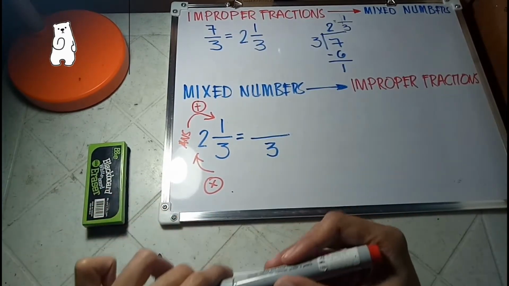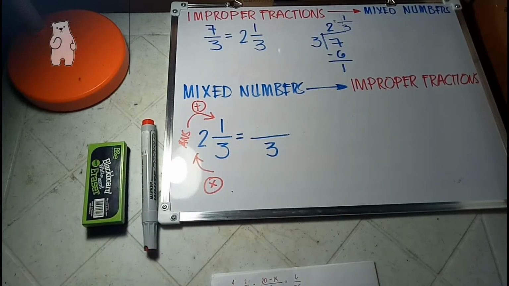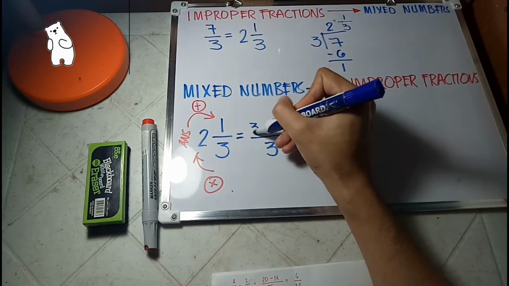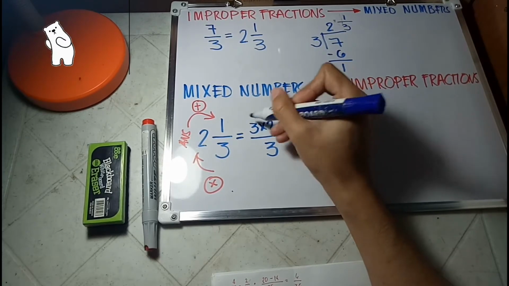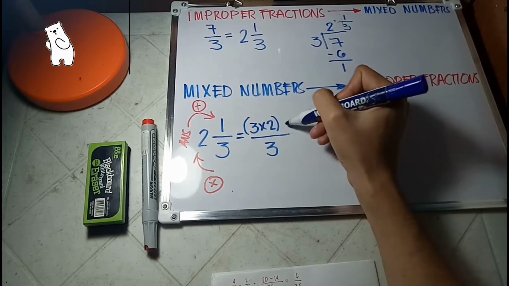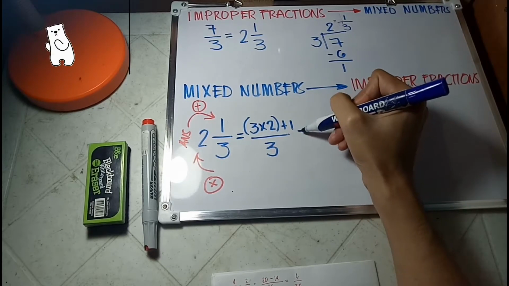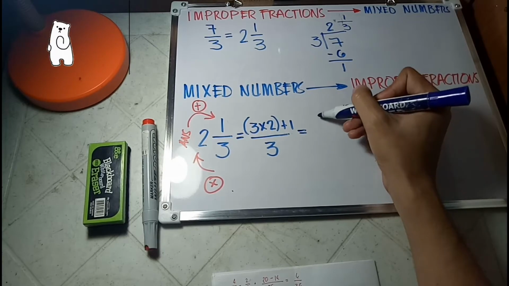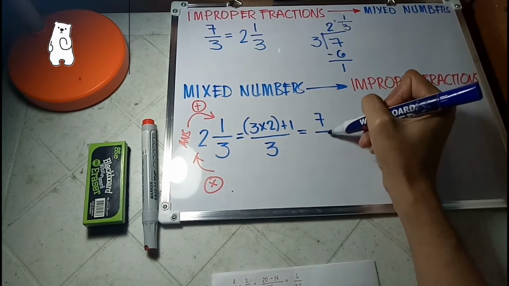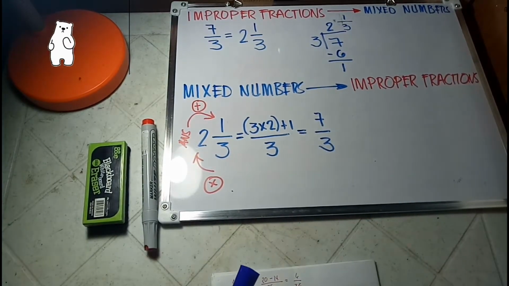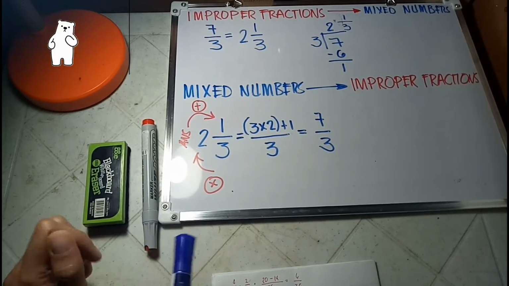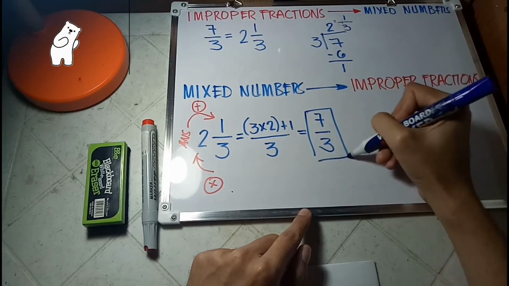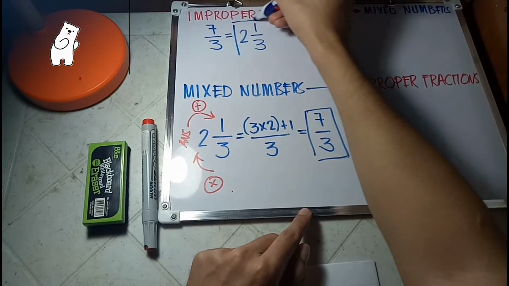So I will just rewrite it. Susulat ko lang po para hindi po tayo malito. So that would be 3 times 2, ilalagay ko lang po sa parenthesis, plus 1. Therefore, 3 times 2 would be 6, plus 1 is 7. 7/3. So ganun lang po siya kasimple. Okay? Kung nakikita nyo, vice versa lang po.